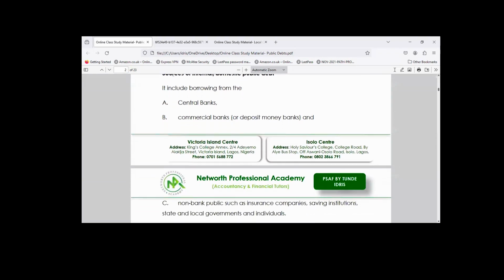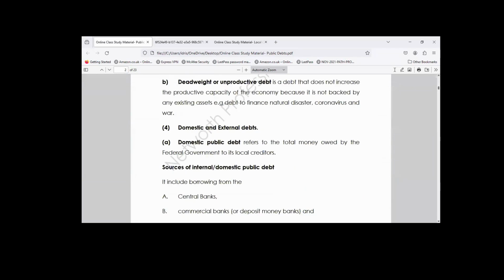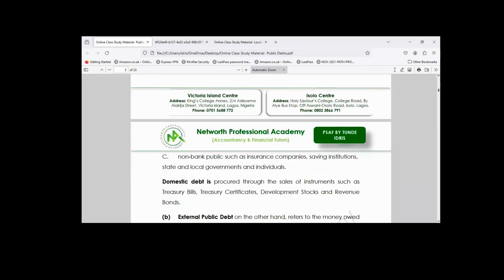Another one, insurance company, local creditors. All these, they are sources of what? Domestic debt.